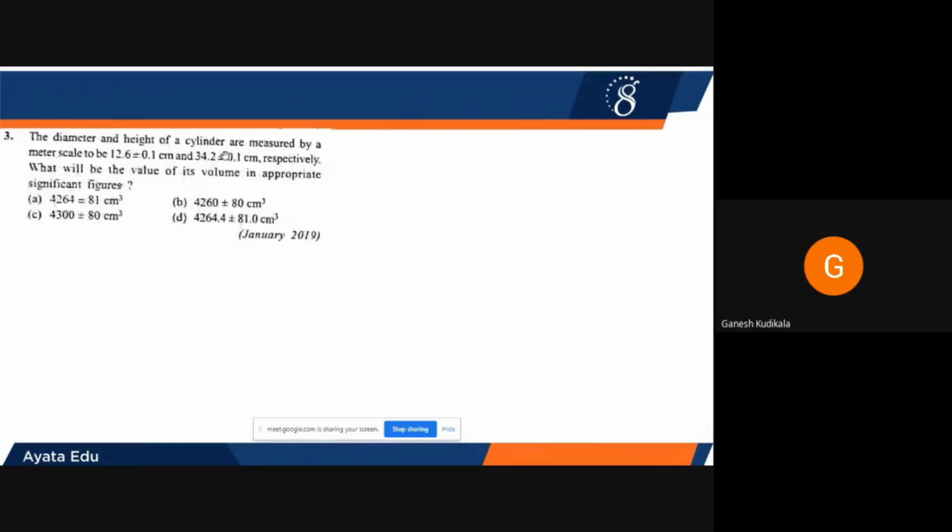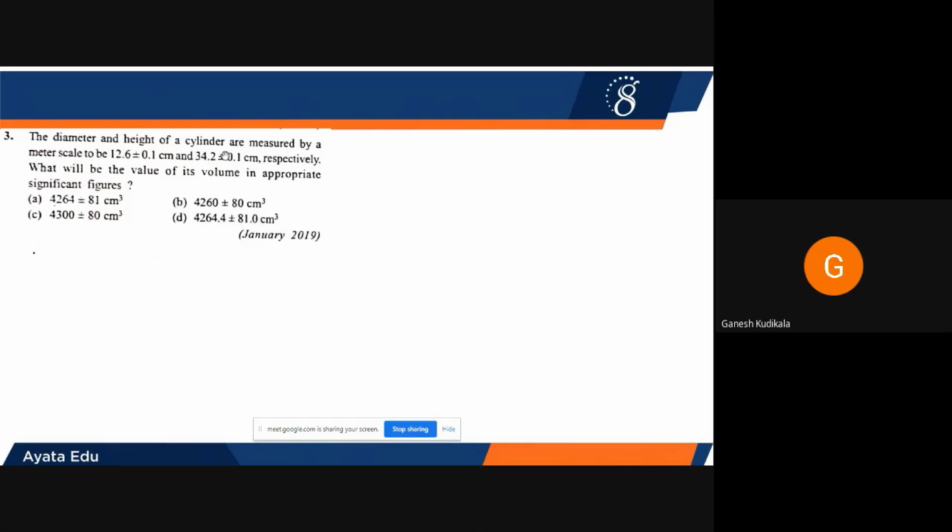Third one, this problem is basically from the percentage of relative errors. The diameter of the cylinder is measured as 12.6 with an error of plus or minus 0.1, and the height is measured as 34.2 plus or minus 0.1. Then what will be the value of the volume, approximately, considering significant figures? We have to work it out.